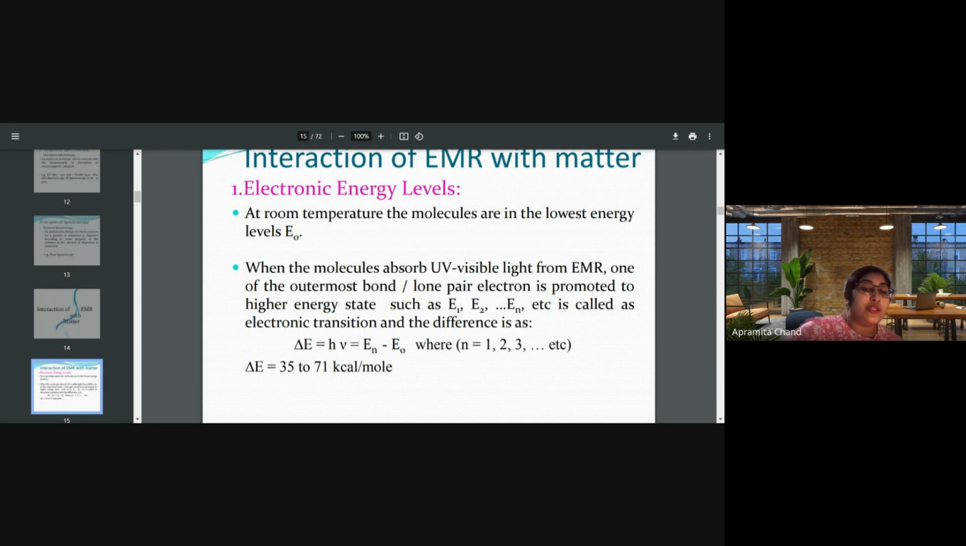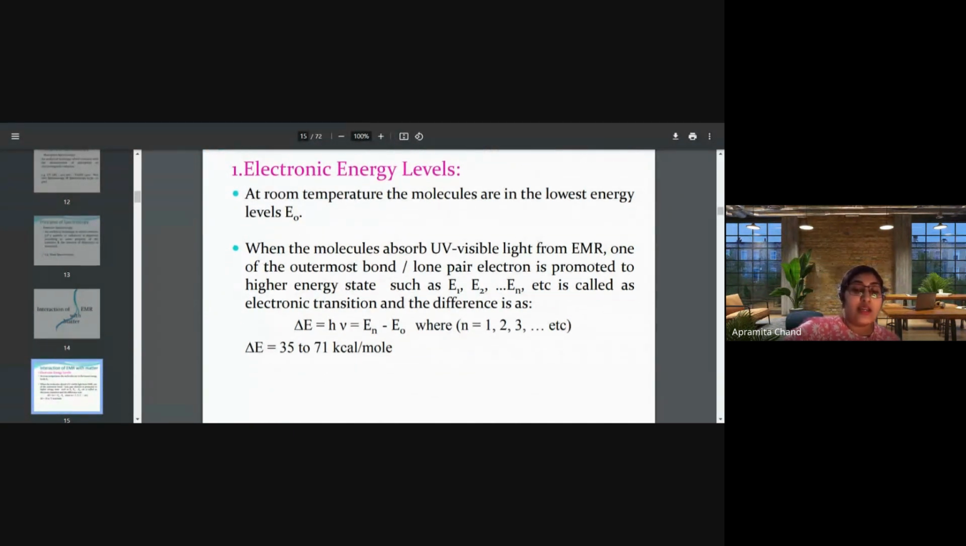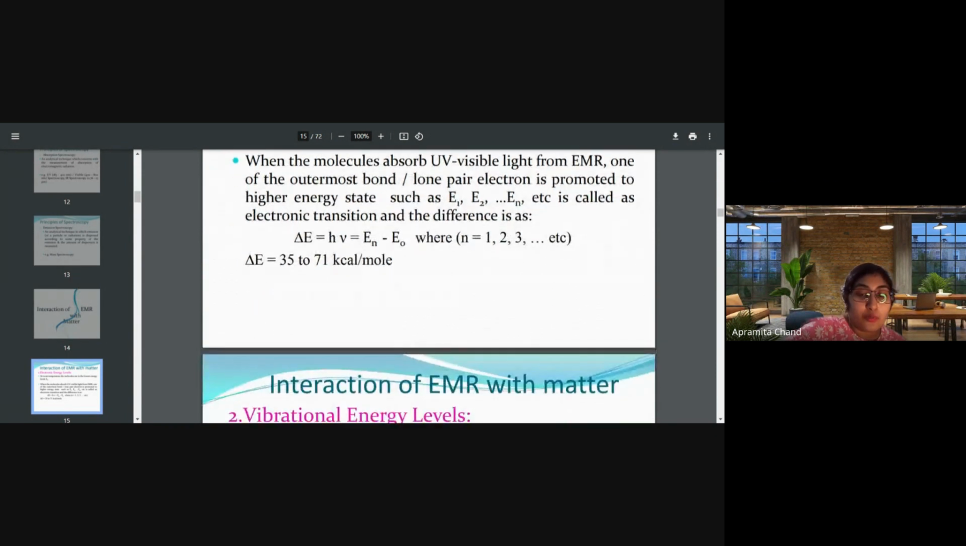We already know that E is equal to h nu. Here delta E will also be equal to h nu, where h nu will be En minus E0. Now what is this n? n is any higher energy state: 1, 2, 3, etc. And the difference in energy is usually from 35 to 71 kilocalorie per mole.